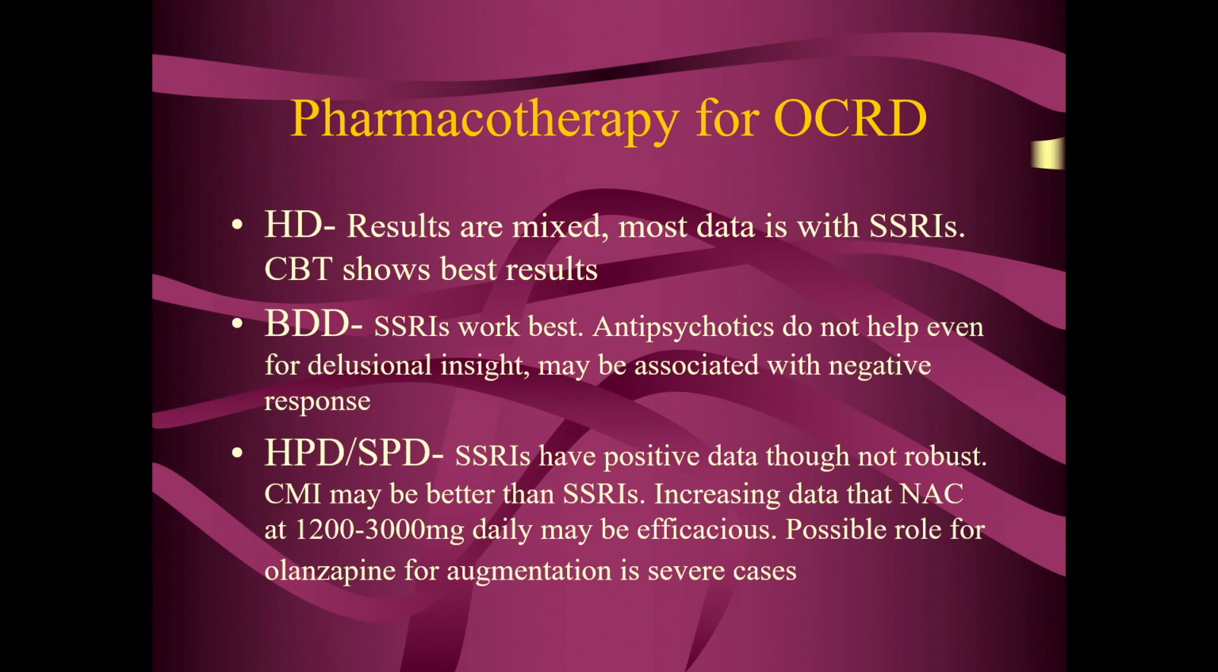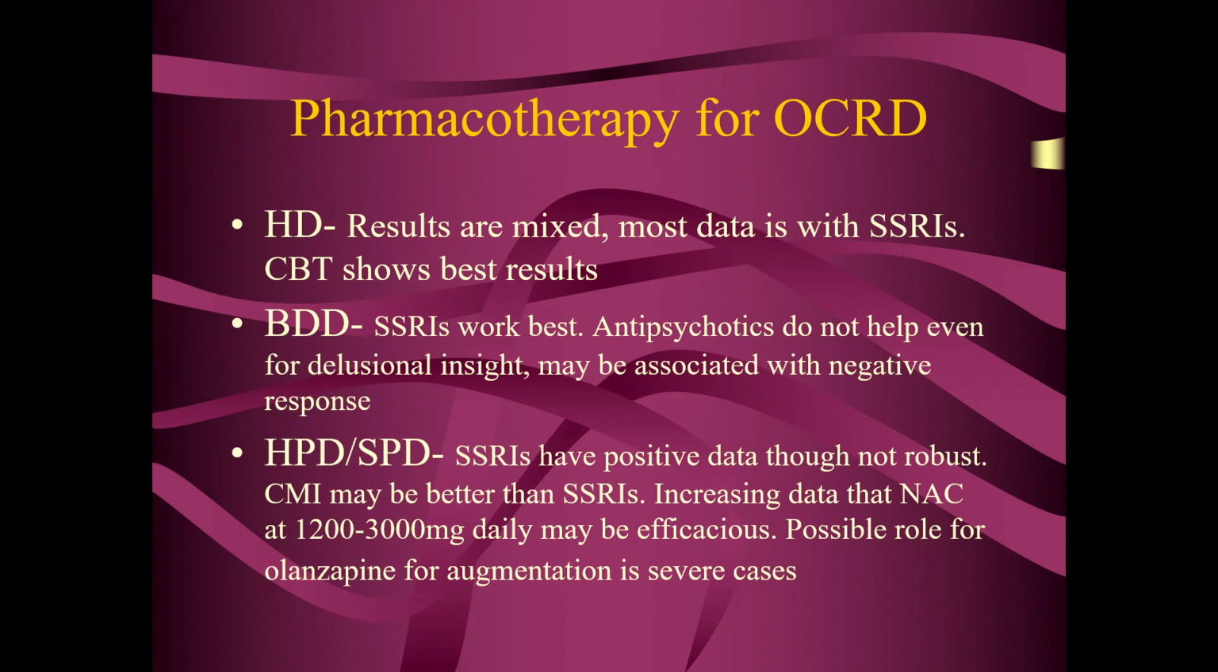For hair pulling and skin picking disorder, SSRIs have positive data. It is not robust. Clomipramine seems to have better results than the SSRIs. And so you can also consider clomipramine in these patients as well. We often avoid clomipramine because of tricyclic side effects, but there is some evidence, meager evidence, but evidence nonetheless, that shows that clomipramine may be somewhat better in treatment-resistant OCD patients and OCRD patients in general. So that's always worth a try.